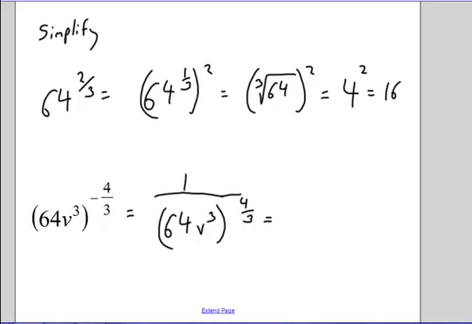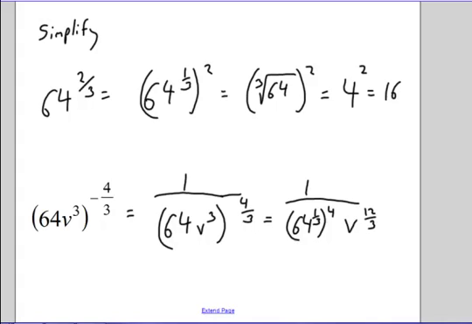Alright, now I'm going to simplify this. So I have 1 over 64 to the 4th, the cube root of 64, we did that up here, the cube root of 64 is 4. So right here I have 4 to the 4th power. Let me write this out in case you didn't follow that. So in this case I have the cube root of 64, all raised to the 4th power. And then I have v to the 12 over 3 power.